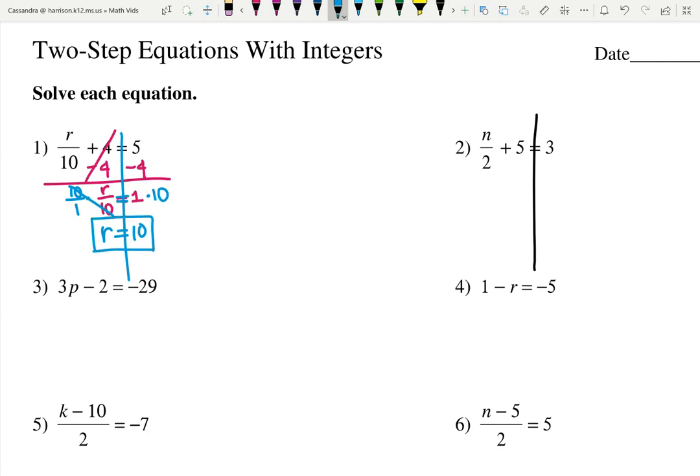I'm going to box that up. And I can check that and make sure that 10 really is the right answer by plugging it in, or substituting it in for the r in the equation. So in this equation, it said r divided by 10 plus 4 equals 5. What if instead of putting r, I put 10? Because 10 was my answer for r. Well, 10 divided by 10, we just said that a number divided by itself is 1. 1 plus 4 equals 5. That is true.